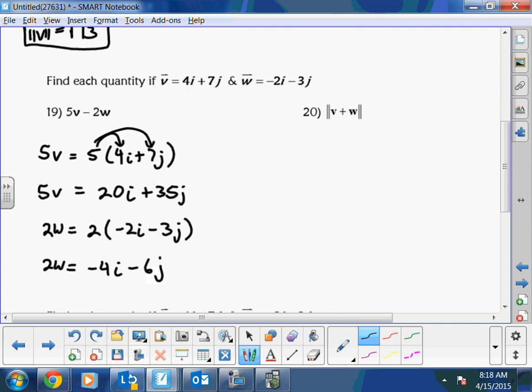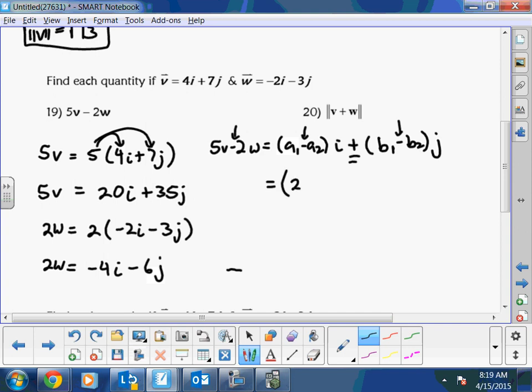Remember, subtraction follows the idea that if you're going to subtract them, like 5V minus 2W, well, let me write down the equation for you. The equation for subtraction is just this: a1 minus a2 i plus b1 minus b2 j. If you notice, the addition is still here. What subtraction does is subtract the actual components of each one, the i component and the j component. So in this case, I'm going to do 20 minus negative 4i plus, in this case, 7 minus negative 6j. These opposite signs become plus: 24i plus 13j.